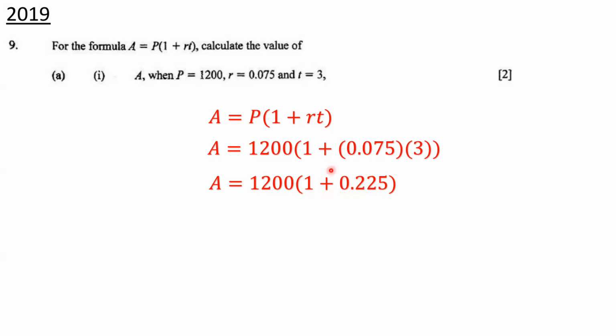Now what we're going to do, we're going to deal with the brackets, all right? Whatever's in parentheses. So we have to add them. 1 plus 0.225 is going to be 1.225. We just add the 1. Now here we have multiplication because they are side by side. They're adjacent to each other. So that implies that we're going to multiply them. So we're going to multiply 1,200 by 1.225. And our answer is 1,470. So that's how we get the value of A when P equals 1,200, R equals 0.075, and T equals 3. So this is a substitution problem.